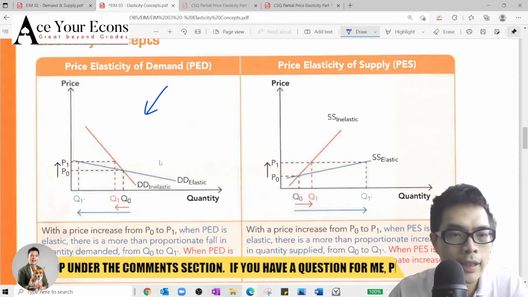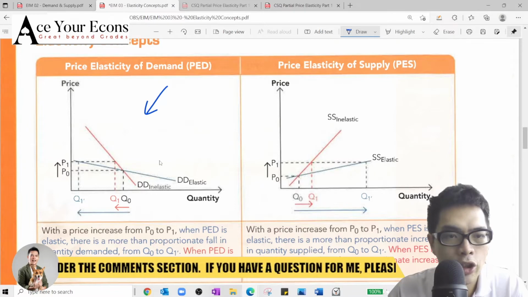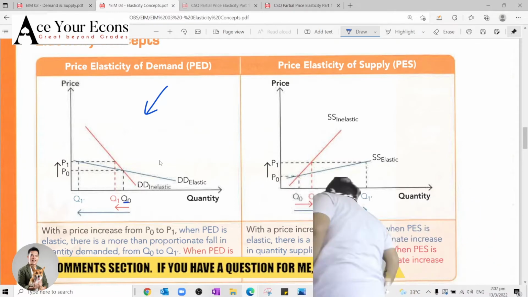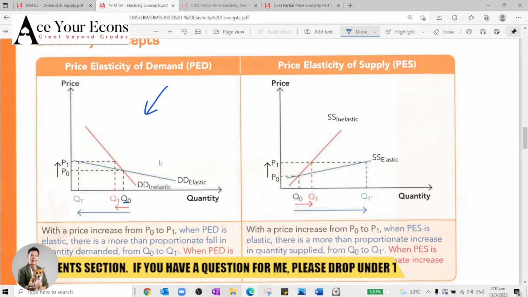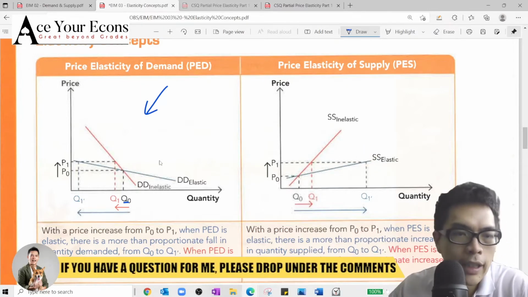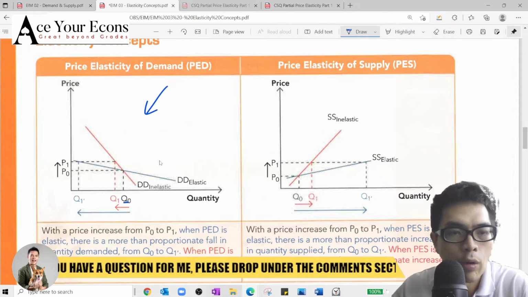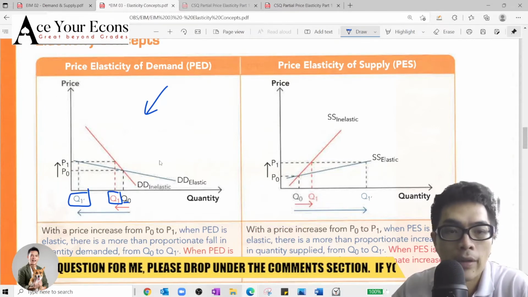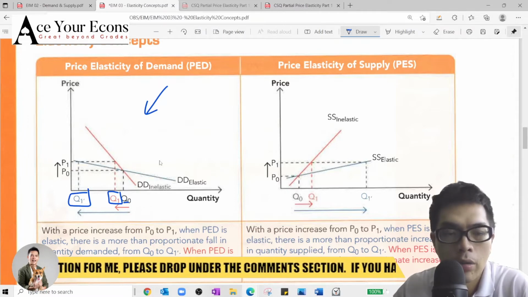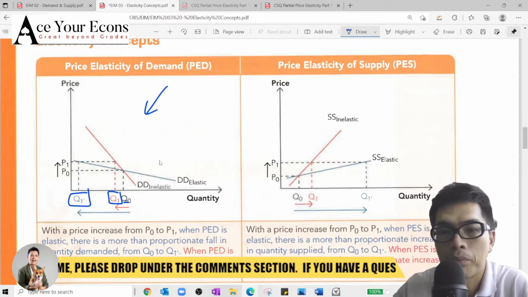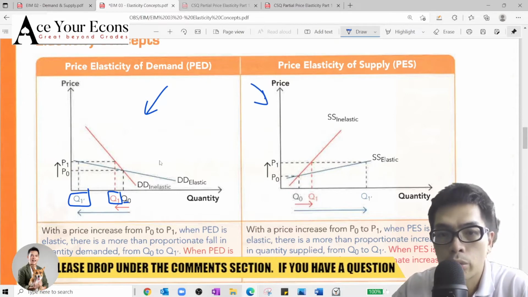We can see that both of them will start from the same intersection, Q0. When there's a given increase in price, you realize that the quantity demanded will respond in different magnitude, depending on the slope of your demand curve. If it's inelastic, it will fall less. Elastic, it will fall more. And the opposite also holds true.